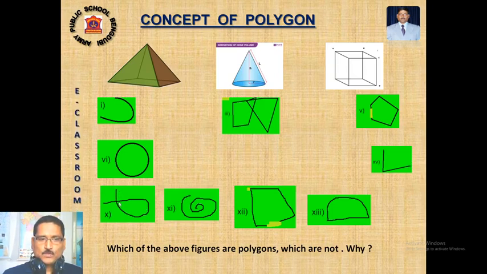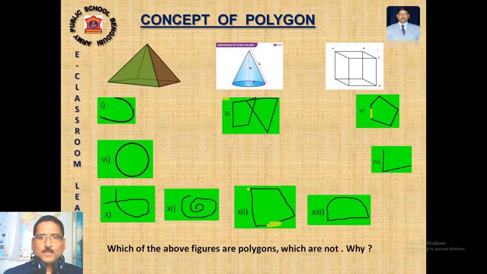This is also a closed curved figure, not made by line segments, and it is not a polygon. This shape, a spiral, is also not a polygon. This is made by line segments but open again here. This is not a polygon. This is a semicircle. The diameter is a line segment, but this is a curved part. It is not made by line segments, so it is also not a polygon. So you have understood what are polygons and what are not polygons.